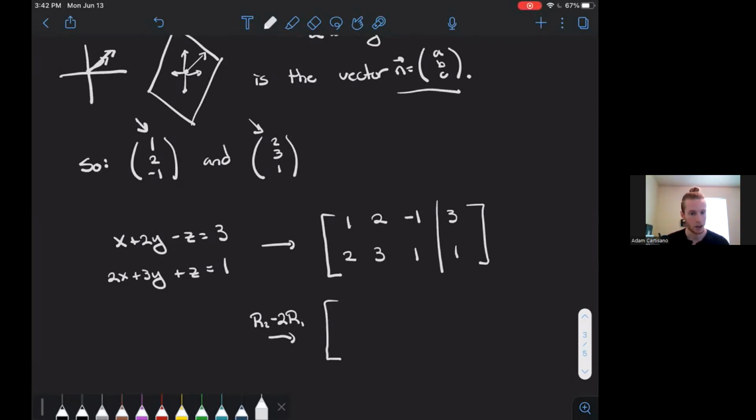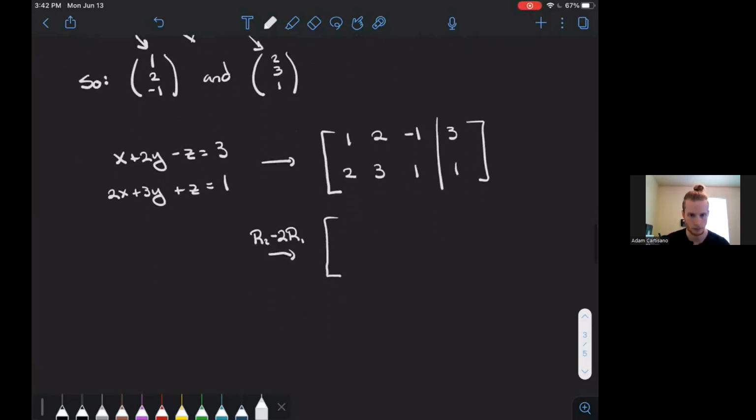The first row doesn't change: 1, 2, minus 1, 3. The second row, when we take away 2, 2 minus 2 is 0, of course. 3 minus 4 is negative 1. 1 plus 2 is 3. And then 1 minus 6 is negative 5. Okay, great.